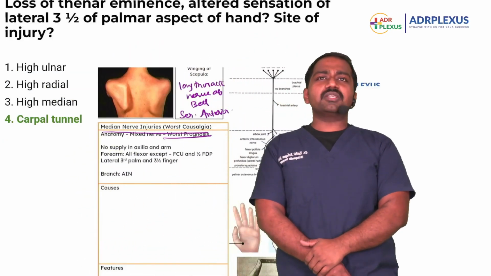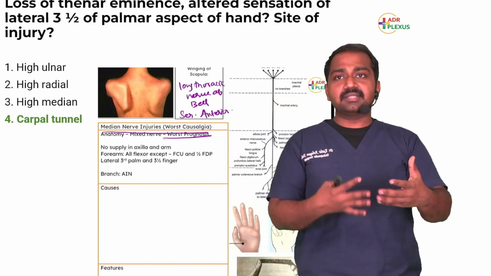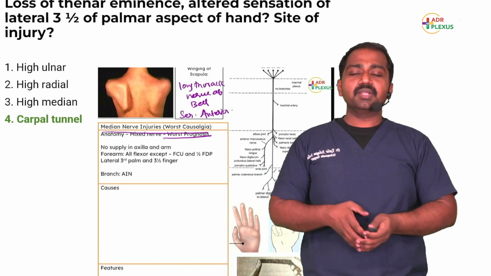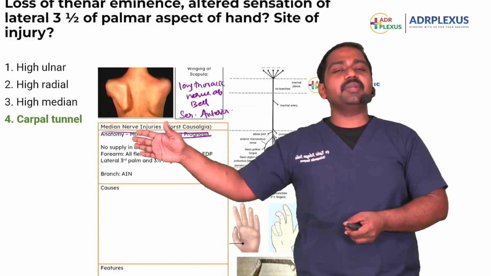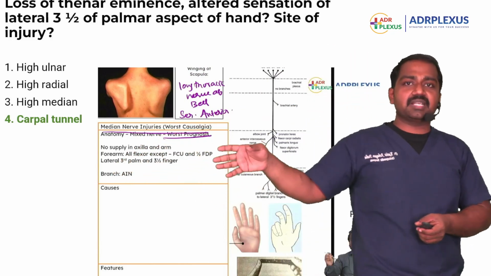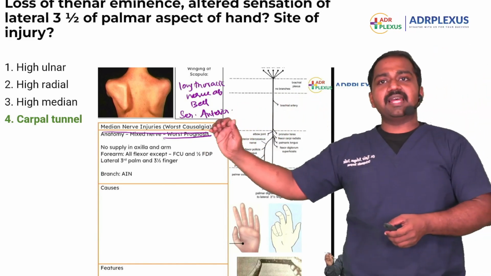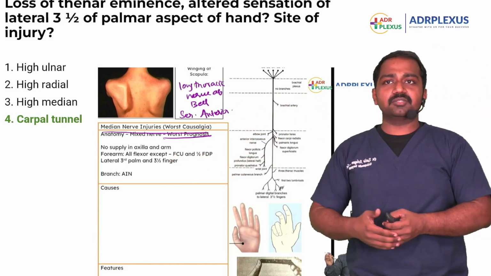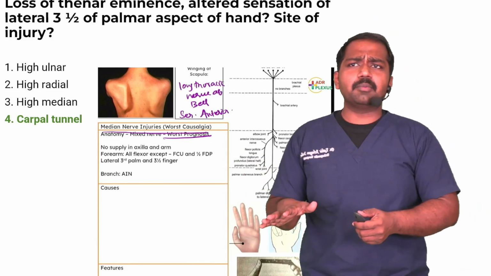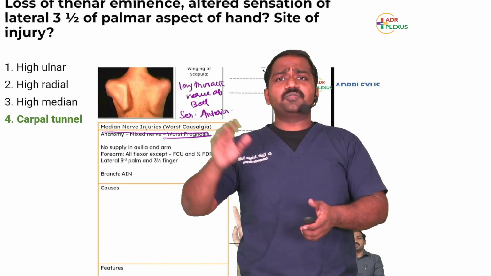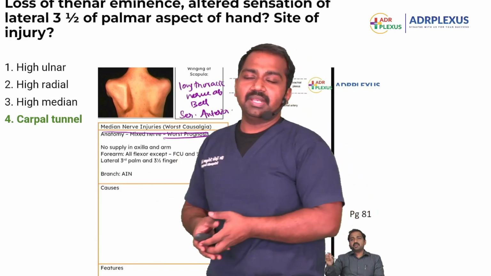Coming on to loss of thenar eminence, altered sensation. If you see how we started discussing the median nerve injury, it has no supply in the axilla and arm. In the forearm, it supplies all flexors except flexor carpi ulnaris and half of the FDP. And in the hand, it supplies the lateral third of the palm and 3.5 fingers. So that is how we have discussed. And the question we are asking is whether this loss of thenar eminence is due to high median nerve palsy or low median nerve palsy.